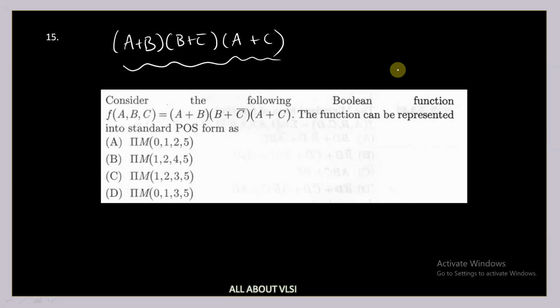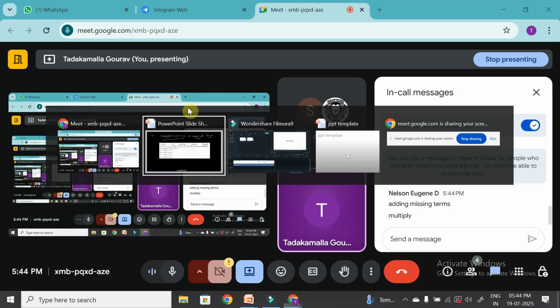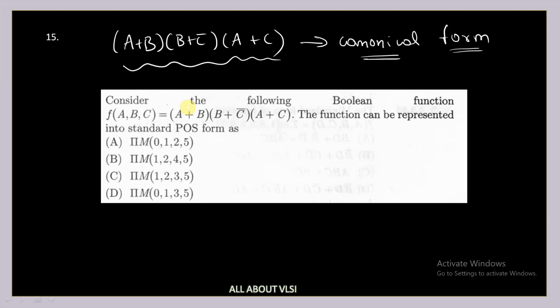Okay. Now how to convert this? We need to convert this into canonical form to get the max terms. So how to convert this into canonical form? This one is also simple. Just convert this into canonical form and take out the max terms. This one also you can take as an assignment.